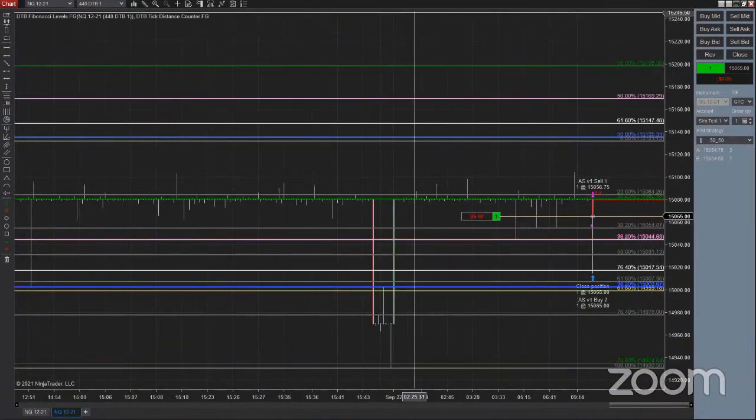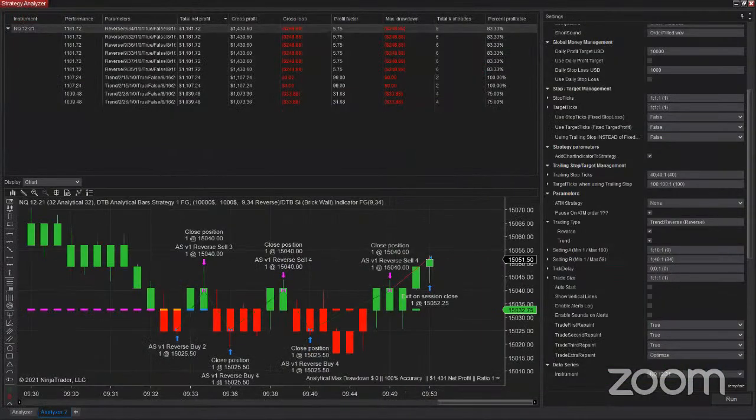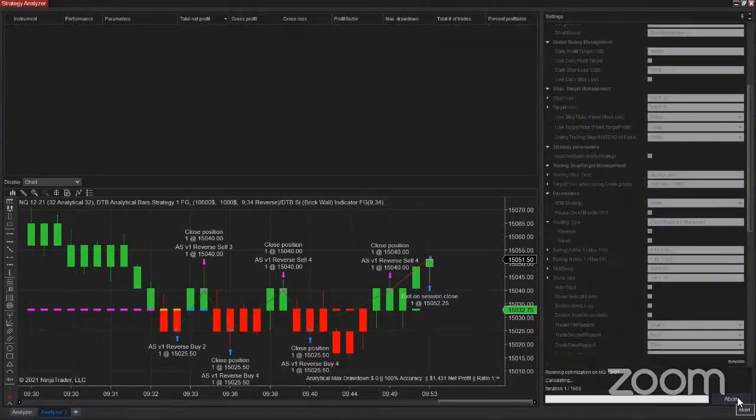Okay, I'm going to pull this aside. And I'm going to run this optimization. So I'm going to run this optimization on this chart and just see what it is giving me for today's session. So this is today's data.